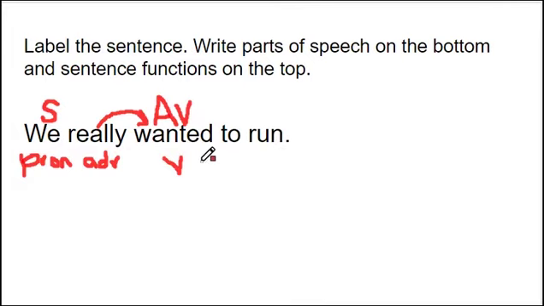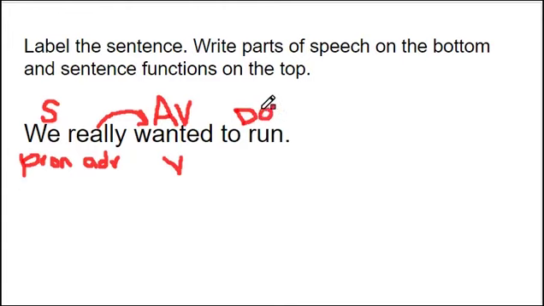Okay, we know with an action verb that we have the possibility of having a direct object. We really want what? We really want the cake. We really want a cat. We really want to run. So this to run here is sitting right where we had a direct object in the last sentence. And indeed, this is the direct object of this sentence.